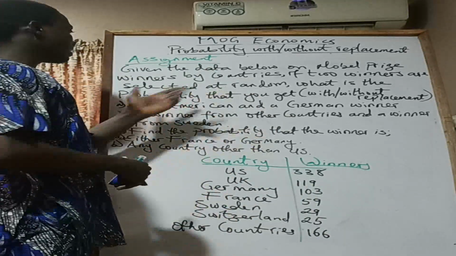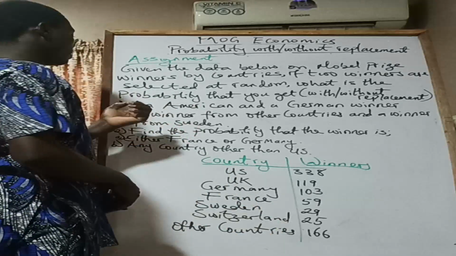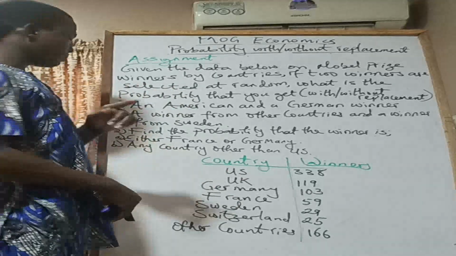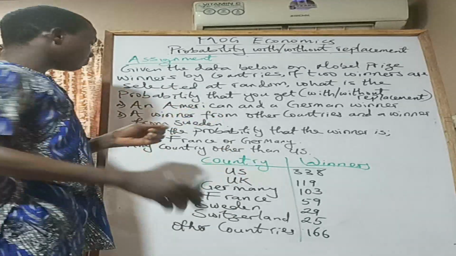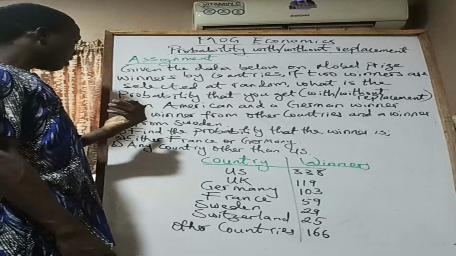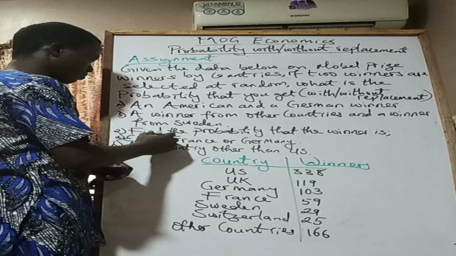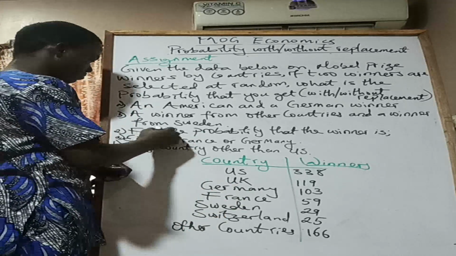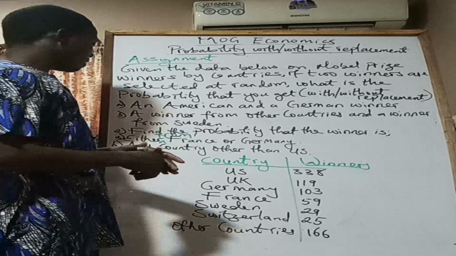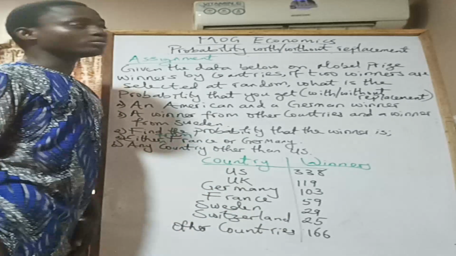So what's the probability that you get A, an American and a German winner, B, a winner from other countries and a winner from Sweden? Now, number two is a different question on its own. Find the probability that the winner is A, either from France or Germany, and B, any country other than the US. Alright, so this is the tip that I'm going to use to do the assignment.